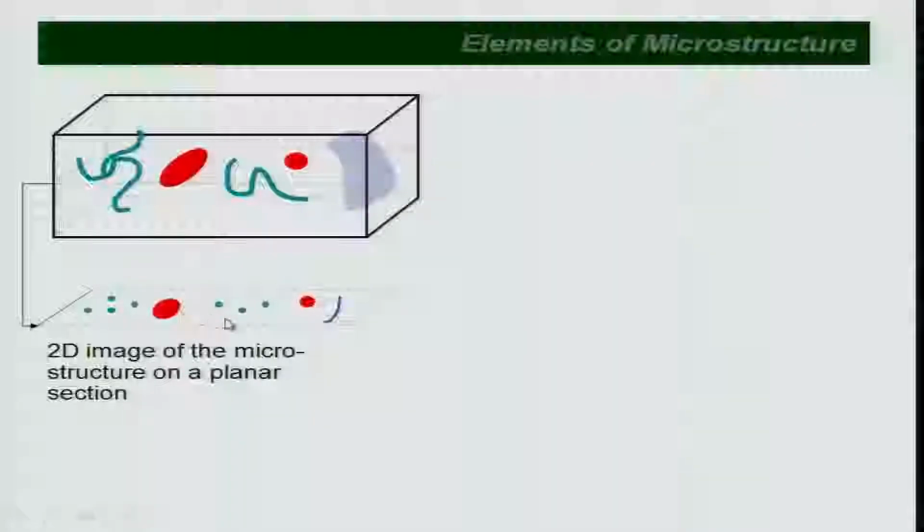From such images, we have to make measurements to be able to predict, for example, what is the volume fraction of these particles, or what is the size of these particles, or what is the density of these surfaces, or what is the density of these line elements. Now, this is one way we produce an image.